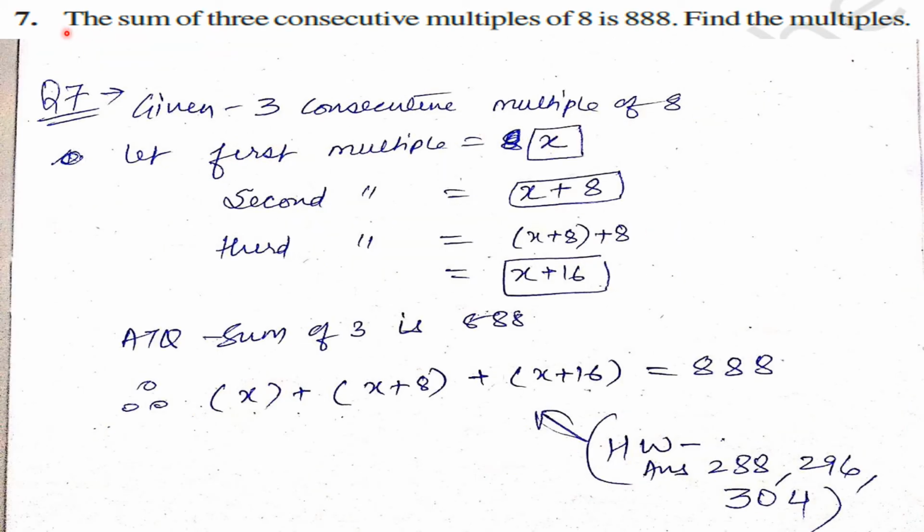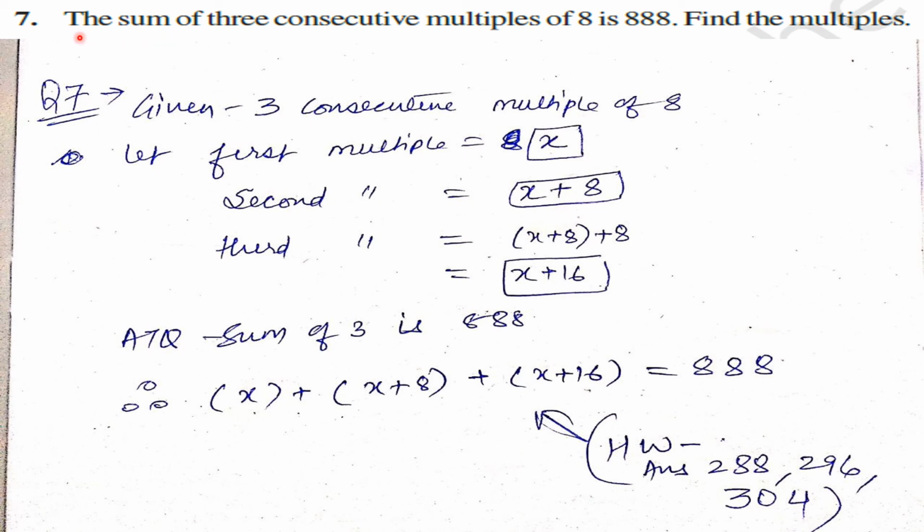Now, question number 7. The sum of three consecutive multiples of 8 is 888. Find the multiples. It is a similar question to that example that we did. Here you have to understand if first multiple is 8, second multiple is 16, which is 8 plus 8. Third multiple is 24, which is 16 plus 8. So to obtain the next term, you are adding 8 to the previous term, isn't it? Yes.